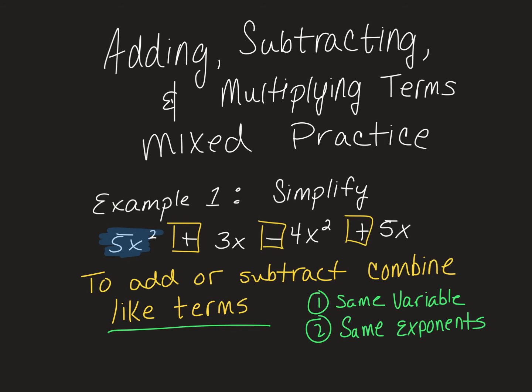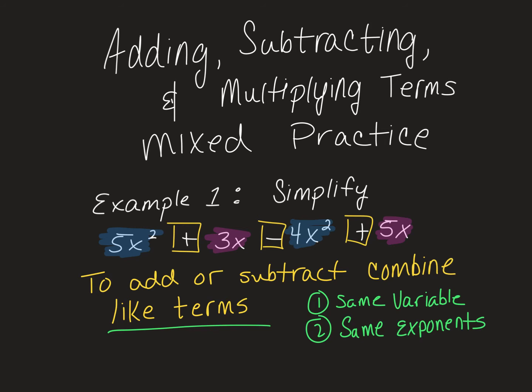So that means that 5x squared is going to be a like term with 4x to the second. And then if I look at my other terms that I have here in the example, I have a 3x, which I can combine with a 5x because they have the same variable and they both have the same exponent. Again, when there is no exponent there, you know that that is going to be a 1 for an exponent. So I can put them together.